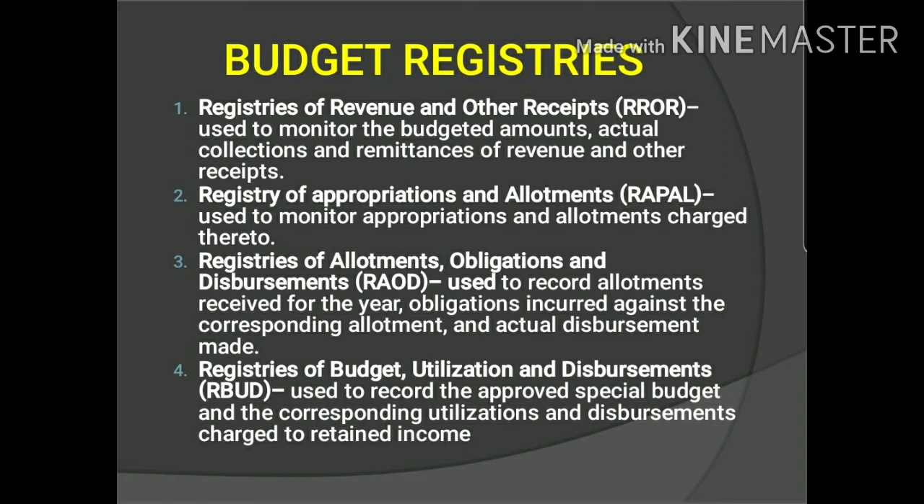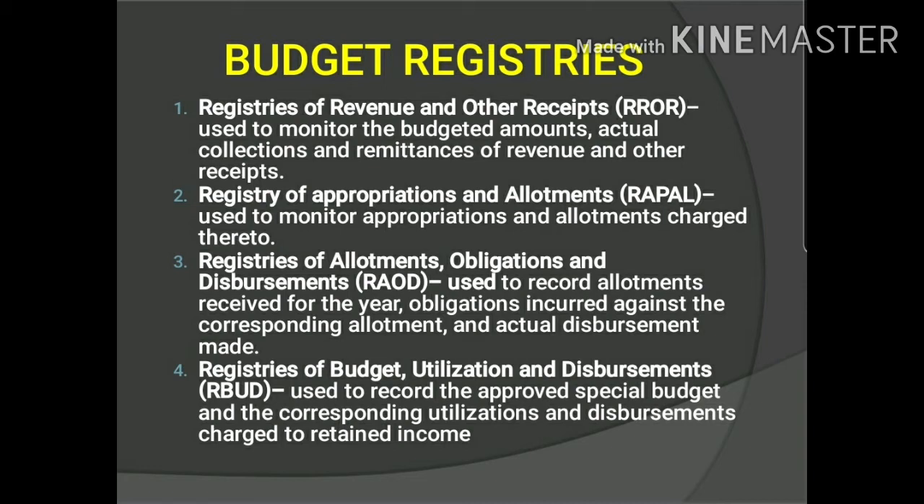Third, the registries of allotments, obligations and disbursements, RAOD. This shall be maintained by the budget division/unit of agencies to record allotments received for the year, obligations incurred against the corresponding allotment, and actual disbursement made. The balance is extracted every time an entry is made to prevent incurrence of obligations in excess of allotment and overdraft in disbursements against obligations incurred.